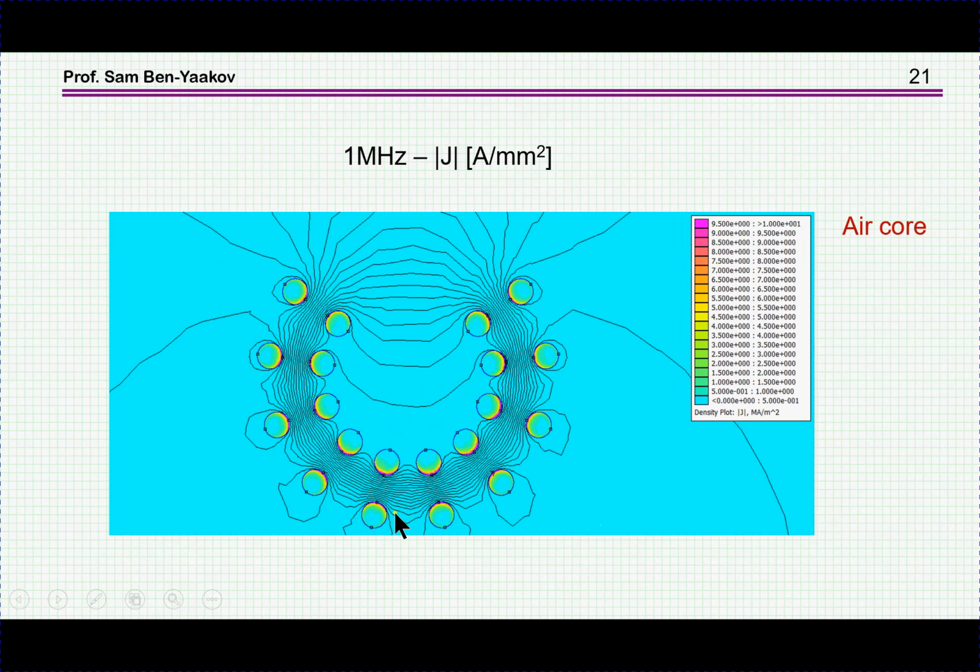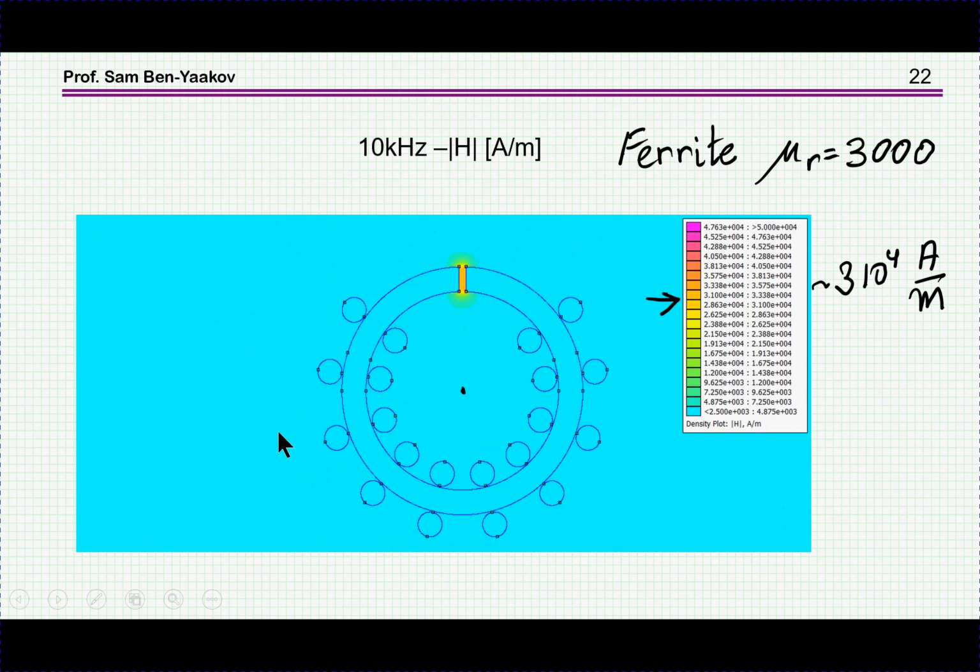Of course, we see the same thing, except the crowding here is much, much stronger, because the effect is a function of the frequency. Now we move to the ferrite core with a gap. This is a ferrite which is assumed to have a relative permeability of 3000. This is very typical of ferrite cores.